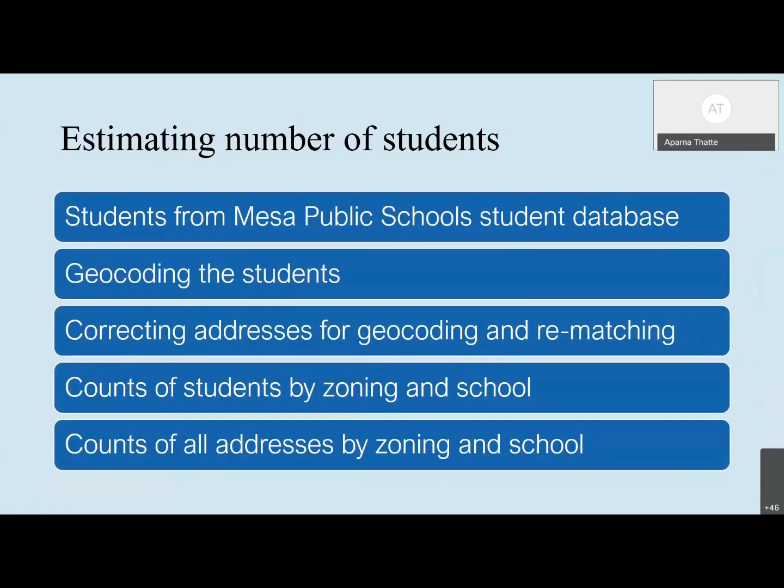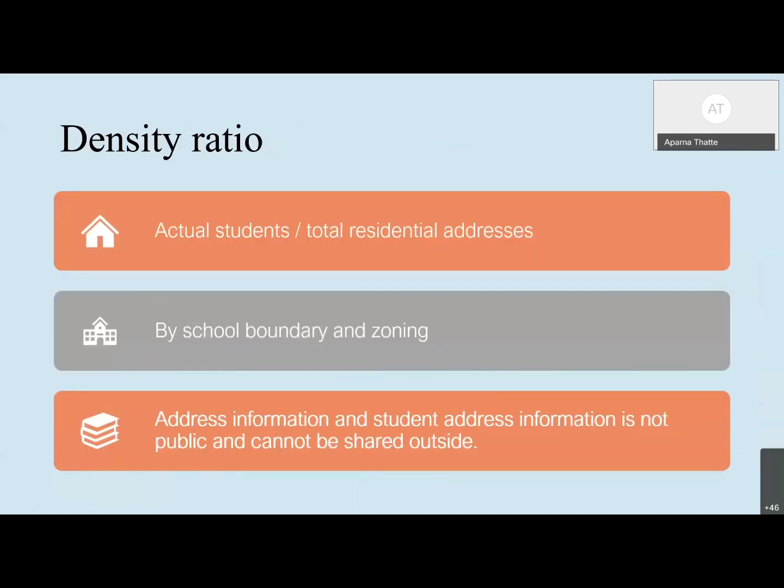Then I geocode the students, correct as needed, rematch, and so on. And I basically am looking for counts: counts of students by zoning and school, and counts of all residential addresses by zoning and school. This gives me a density ratio, which is actual students divided by total residential addresses. This is going to be a different number for each school boundary and zone.